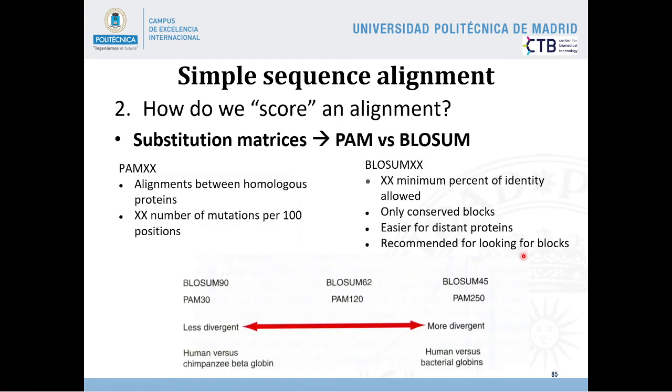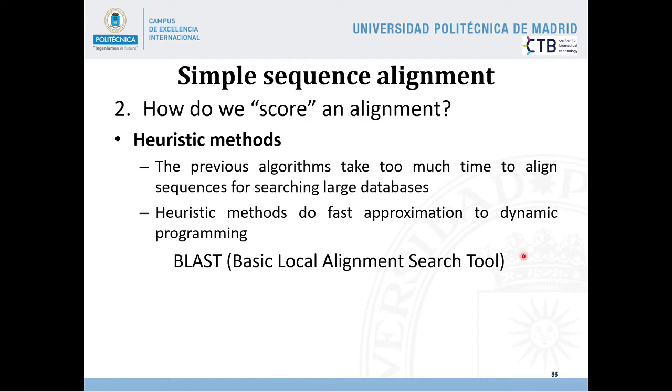Yeah, they are different also, PAM and BLOSUM matrices, depending on the number of mutations or the percent of identity between the amino acids. Okay, it's not very relevant for you. What is relevant is these heuristic methods that we were talking about, such as BLAST, for example, that we will implement in a couple of minutes.